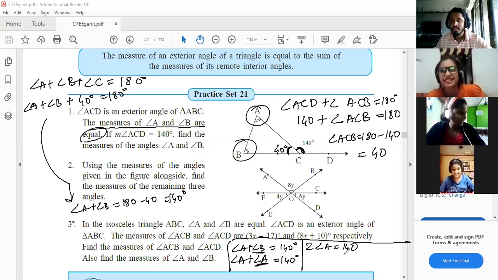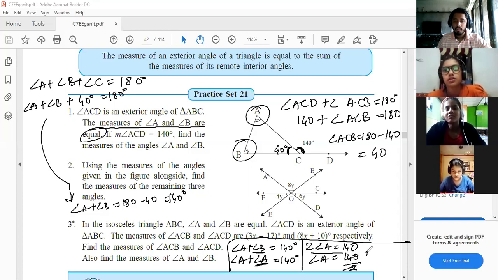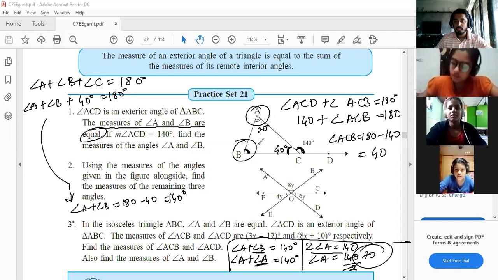So 2 angle A is equal to 140. So therefore angle A is 140 divided by 2. 2 gets divided down. 140 divided by 2 is how much? 70 degrees. So this is 70 degrees. So what is its measure? What is the measure of angle B? How much is angle B? 70 degrees.